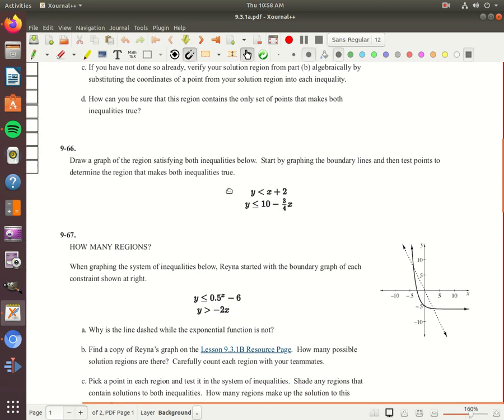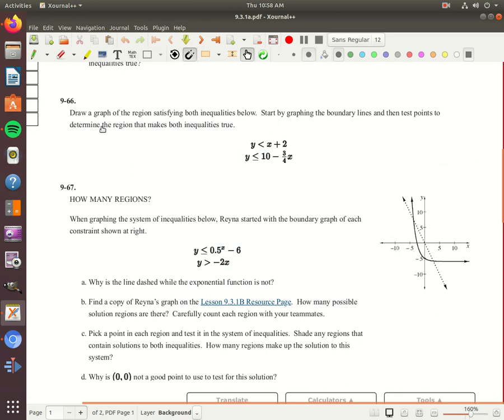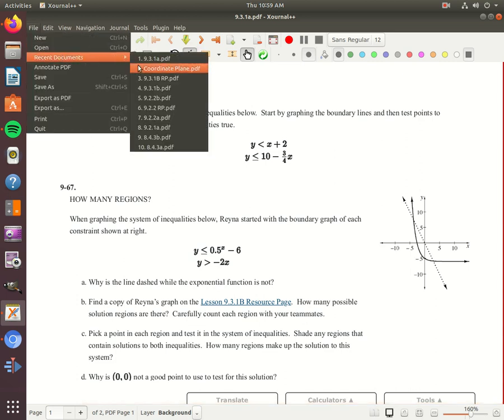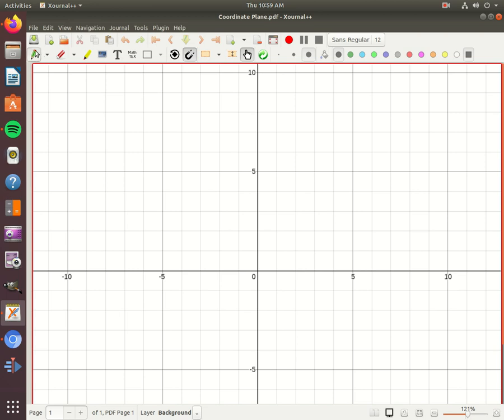And we can jump down to problem 966. So it says, draw a graph of the region satisfying both inequalities below. Start the graph with the boundary lines, and then test points to determine the region that makes both inequalities true. So I have y is less than x plus 2. And again, I'm just jotting these down because I'm going to run back over to the coordinate plane and solve this one.